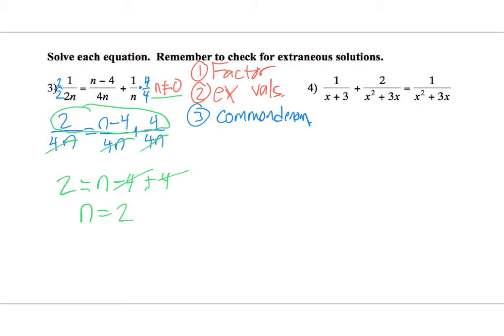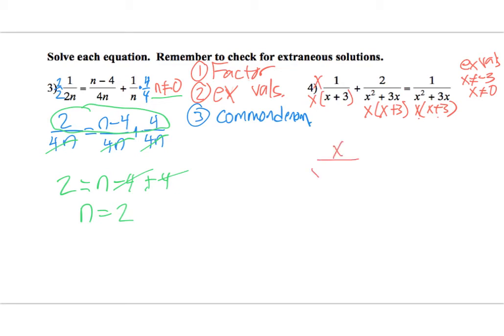For the next one, again, we're going to factor to start this thing out. I do have some stuff that'll factor this time into x times x plus 3 and x times x plus 3. Cool. My x values here are going to be x cannot be negative 3 and x cannot be 0 because those are the things we have in denominators. The only denominator that's different is the first one, and that's missing an x.